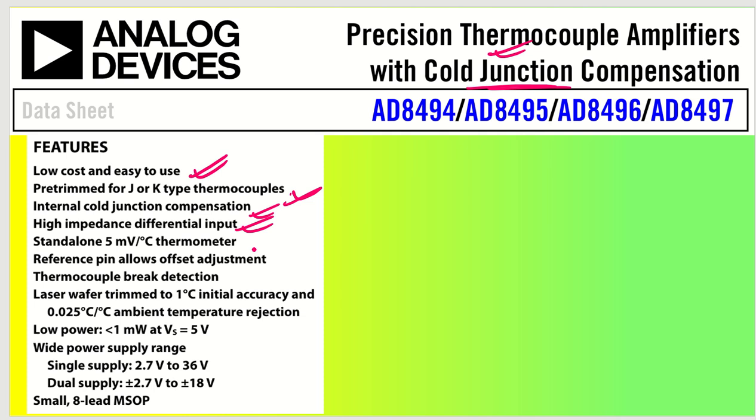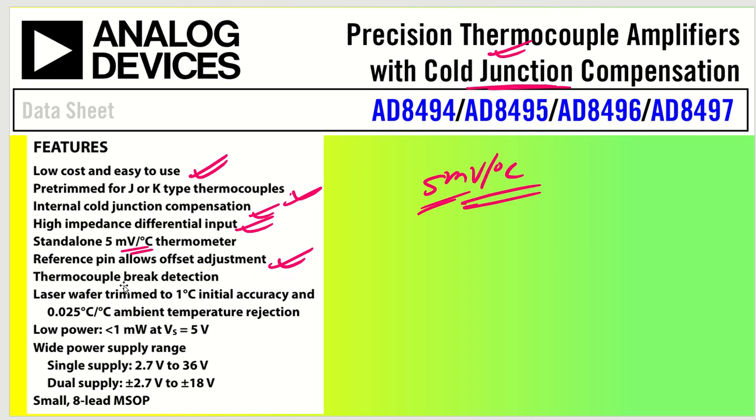It can be used for a standalone thermometer design, giving you 5 millivolt per degree centigrade increment. So 5 millivolt per degree centigrade is a very good amount. Even if you send it to some ADC, this is more than enough to be detected by the ADC. It has a reference pin which allows offset adjustment. If you want to set it to 0 degree onwards or 10 degree onwards, you can set the reference pin as well.